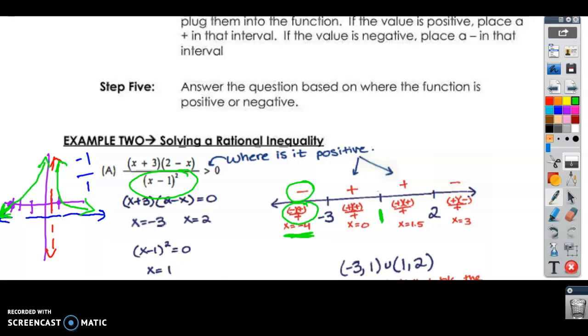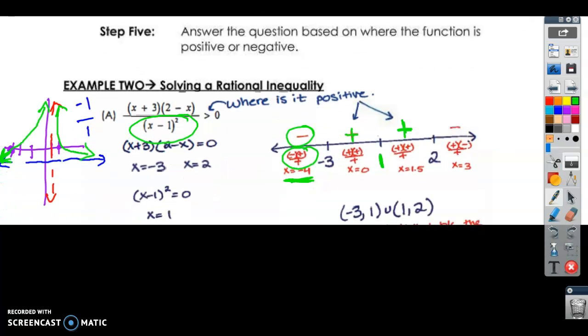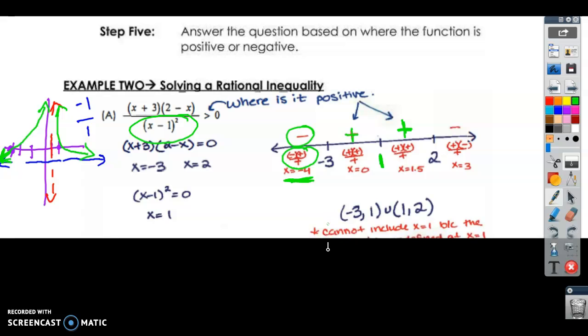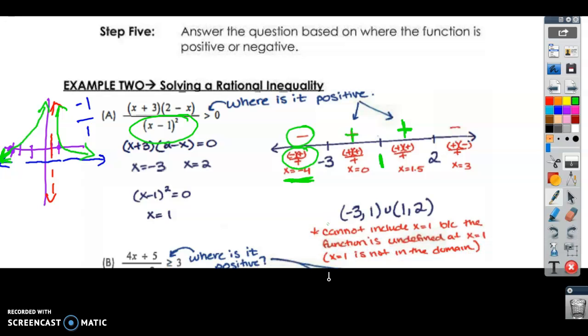Okay, so you go ahead and you do that for the rest of the problem. And you have to be careful because you'll see, where is it positive? Well, it's positive in 2 intervals. And we've got an asymptote in the middle there. So I've got to not include the asymptote. So we cannot include that 1 because the function is undefined at x equals 1. So x equals 1 is not even in the domain. So when you go ahead and write it, -3 to 1 in union with 1 to 2.